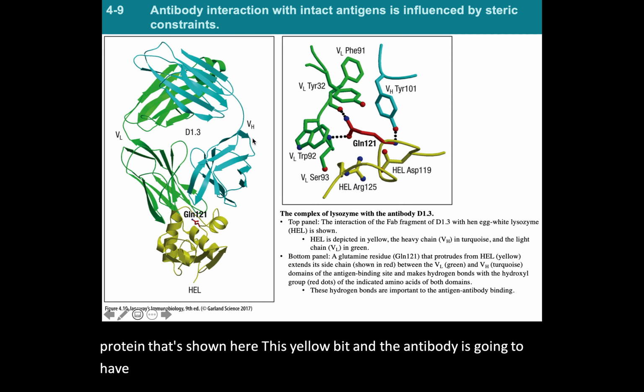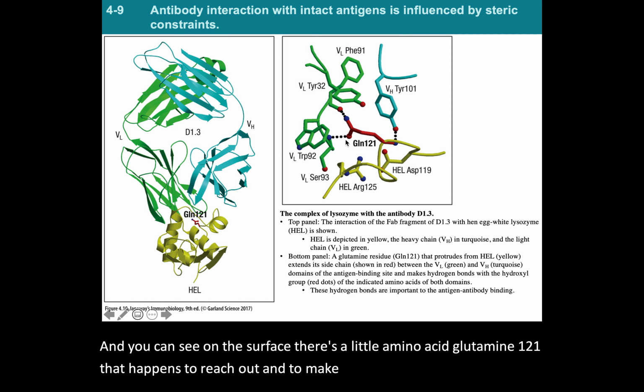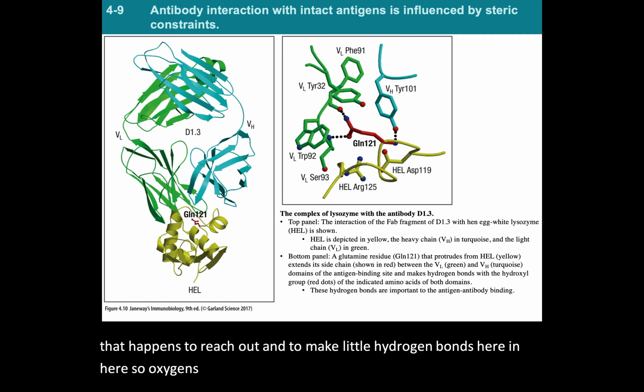And so remember, these have the extra 2 beta strands in their beta sheets. They have 4 and then 5 instead of 4 and then 3, like up in this part. And you can see on the surface, there's a little amino acid, glutamine 121, that happens to reach out and make little hydrogen bonds here and here. So oxygens are reaching out to hydrogens in both of those cases, and over here off this tyrosine. So each of those dots is a little hydrogen bond. And let's see. Yep, I don't see any other bonds that are driving this particular interaction.